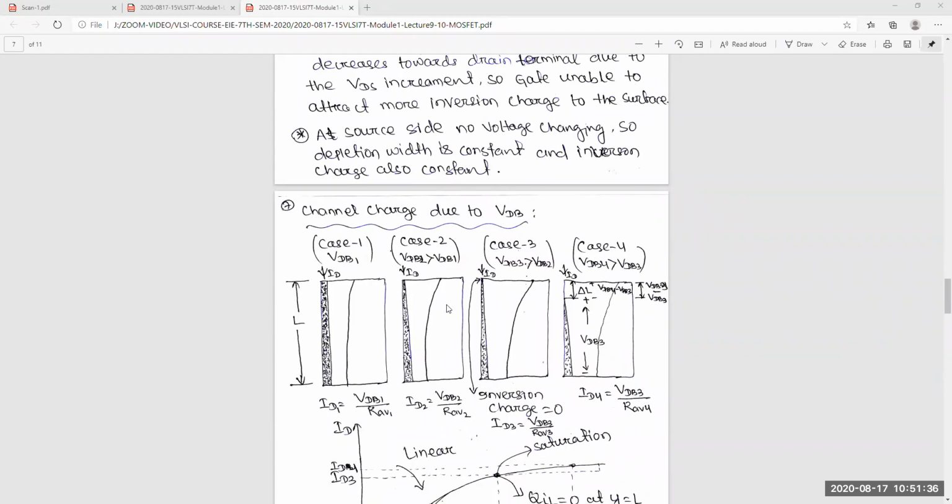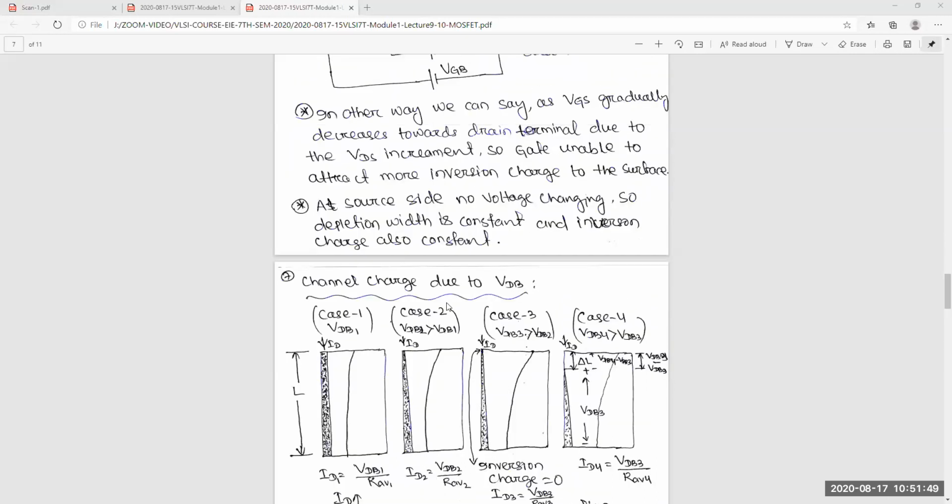Now these are the cases. It's a very interesting thing, so one by one I'll go. There are 4 cases. I'll discuss the 4 cases in detail. If you understand these 4 cases, then you can easily understand the ID-VDS curve also.